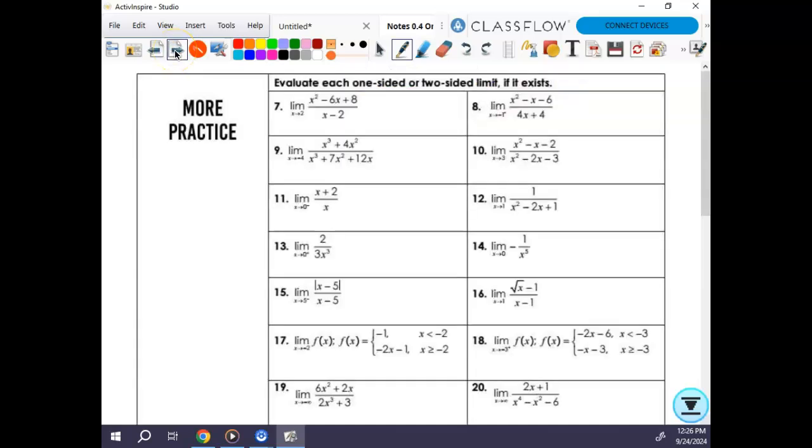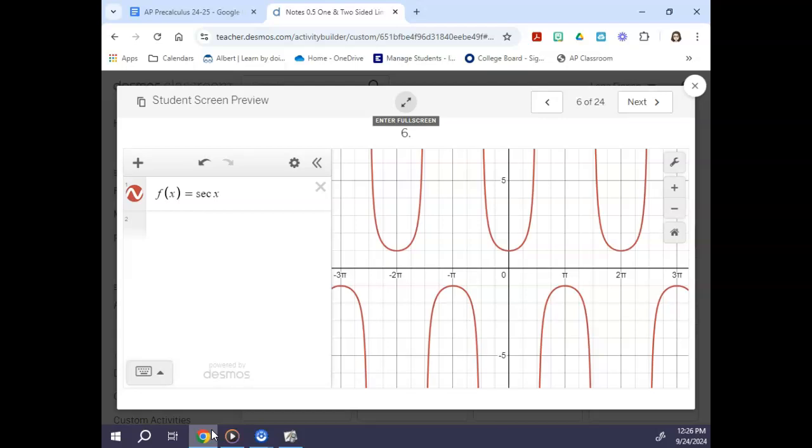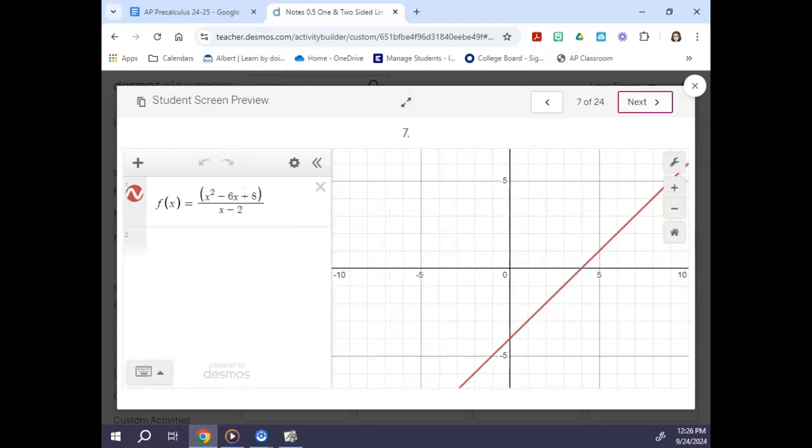Let's look at some more. Now, some of these are written as two-sided. Some of them are written as one-sided. But we're going to look at graphs for all of them. So number 7, I want the limit as x approaches 2.